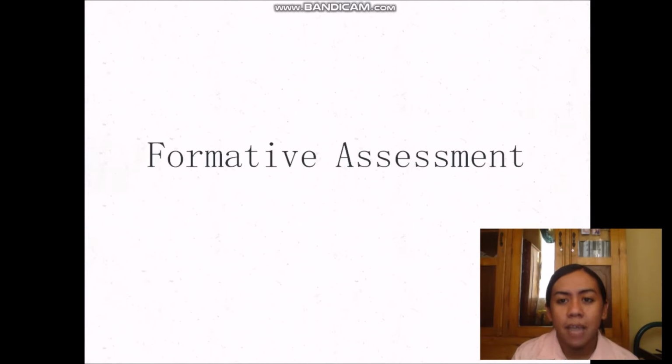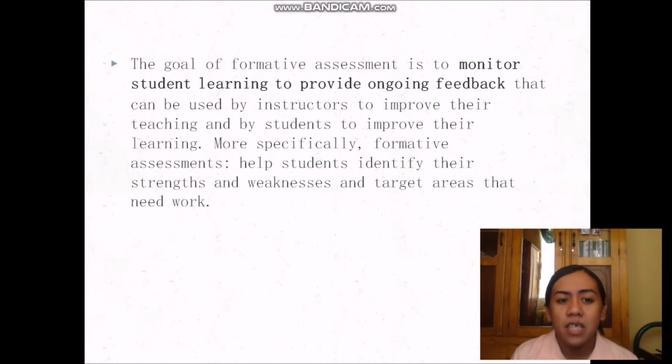So the next type of assessment is the formative assessment. The goal of the formative assessment is to monitor students' learning to provide ongoing feedback that can be used by instructors to improve their teaching and by students to improve their learning. Most specifically, formative assessment helps students identify their strengths and weaknesses and target areas that need work.